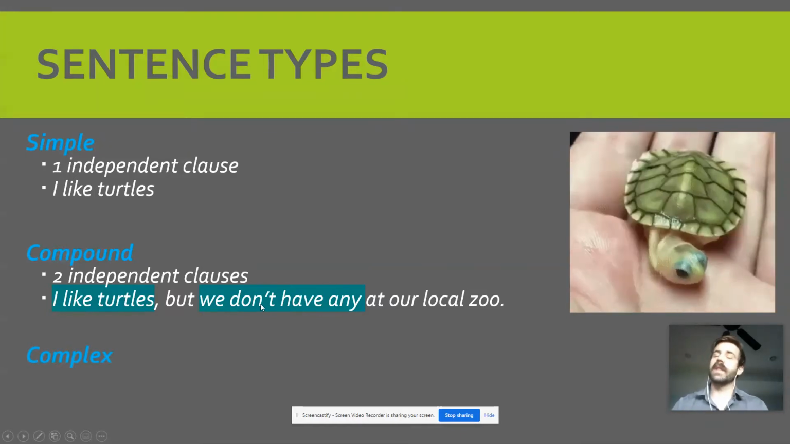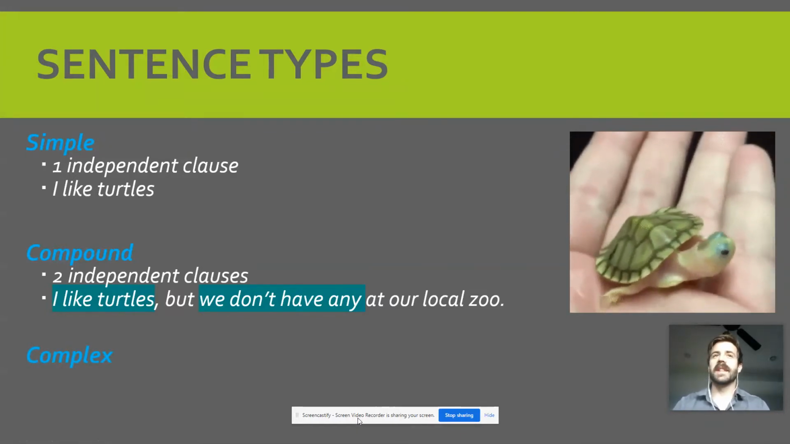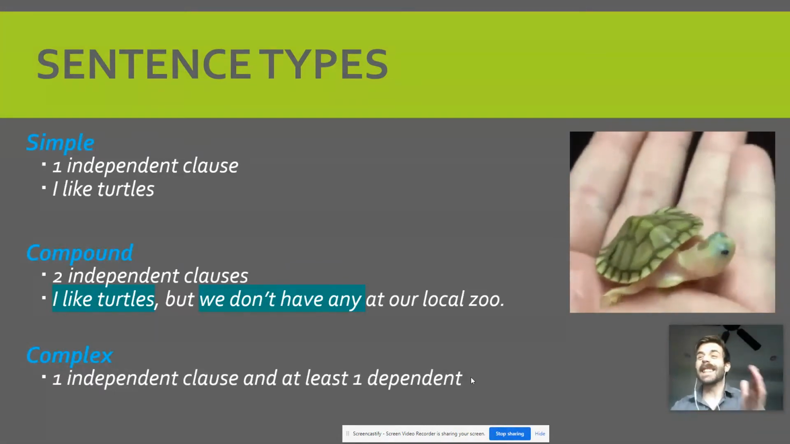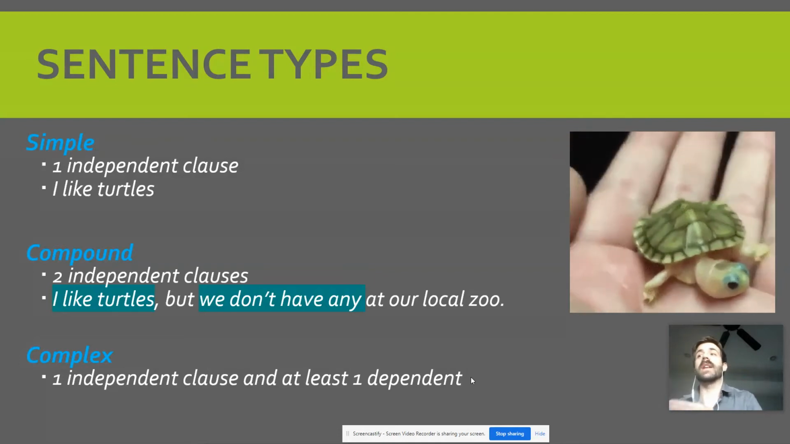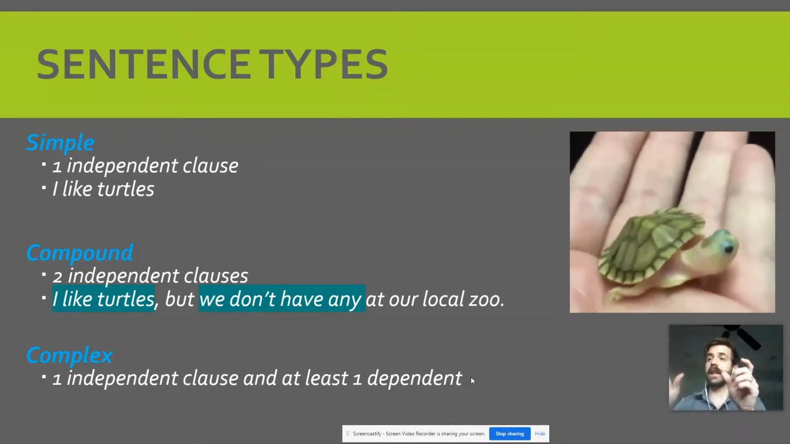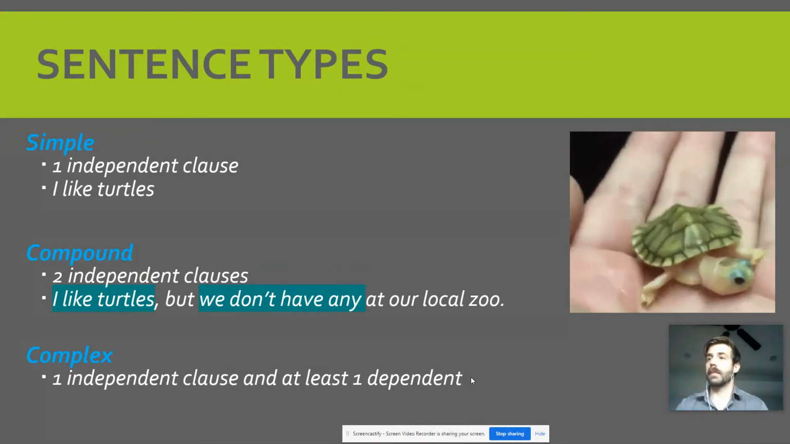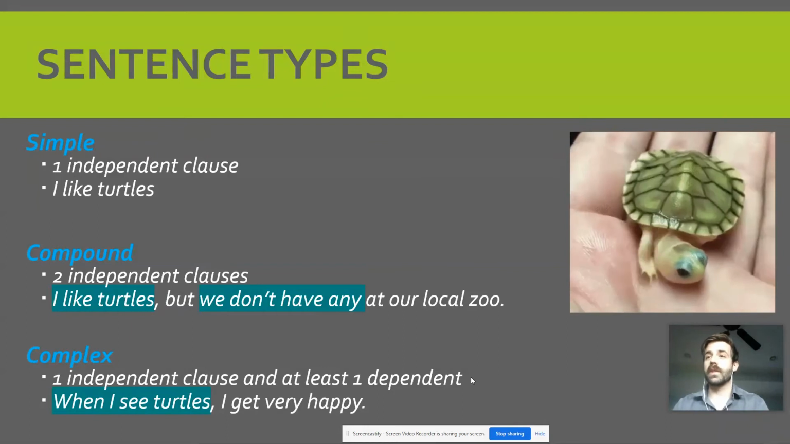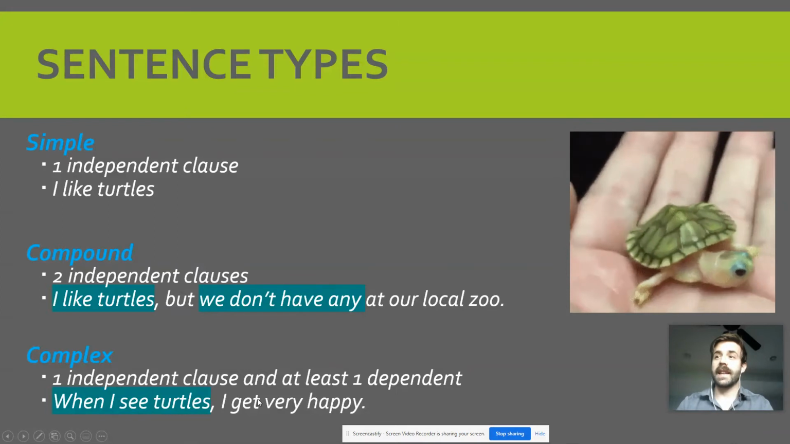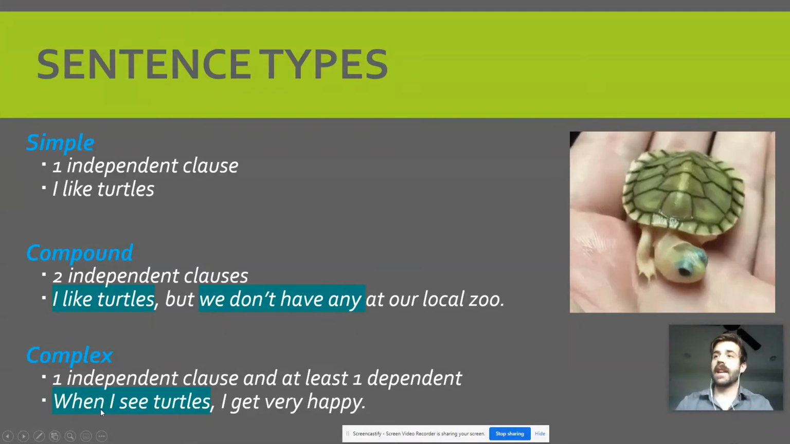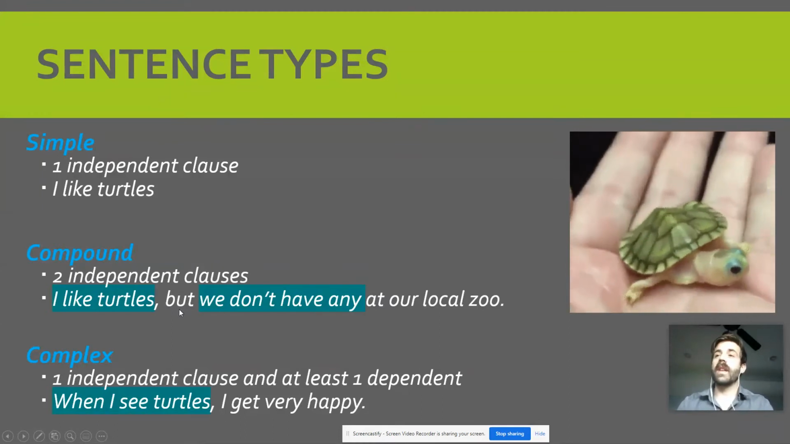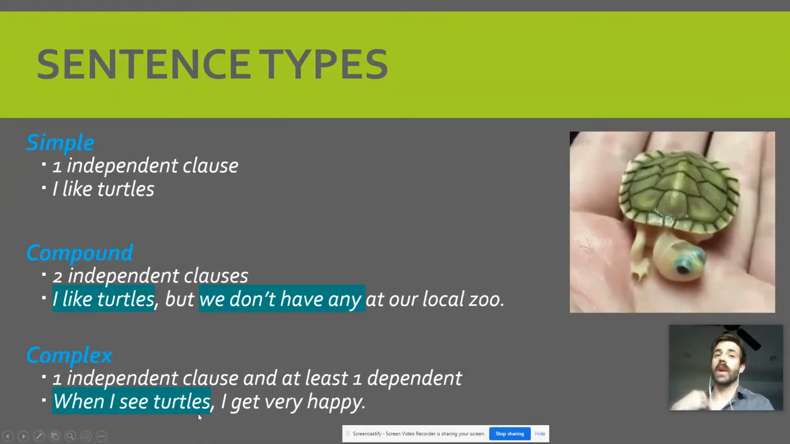And then our second kind of fundamental sentence type is going to be a complex sentence. And that's going to be one independent clause and then at least one dependent clause. Now, notice that you can have more than one dependent clause for any independent sentence that you have. Realistically, I could have one dependent clause on either side of a complex sentence. So, when I see turtles, I get very happy. Notice how I have two subjects, I see and I get, but this one has one of those subordinating conjunctions in front of it. And we have to be able to recognize these because we're going to punctuate them differently.